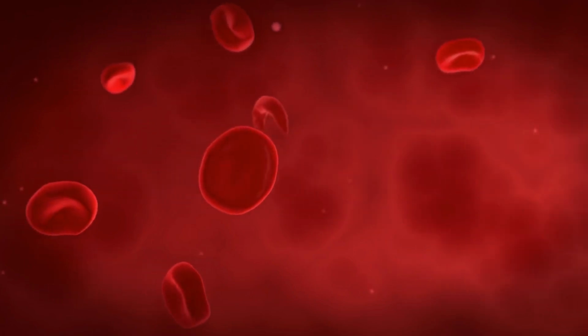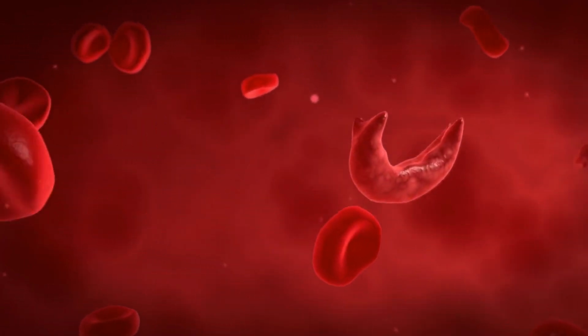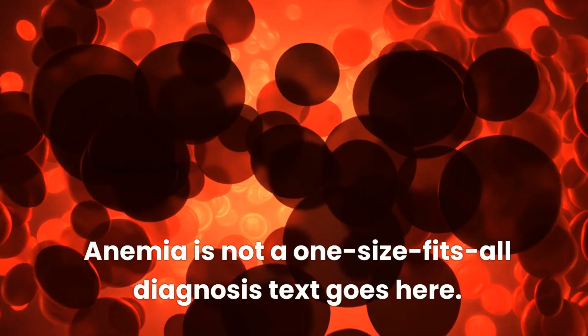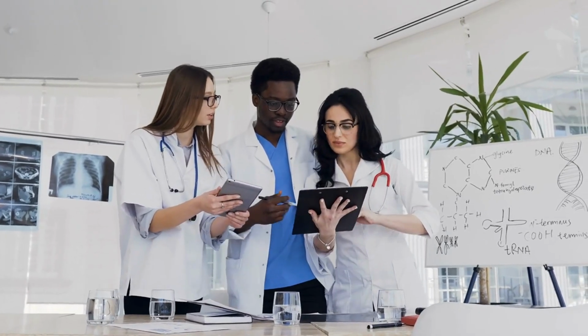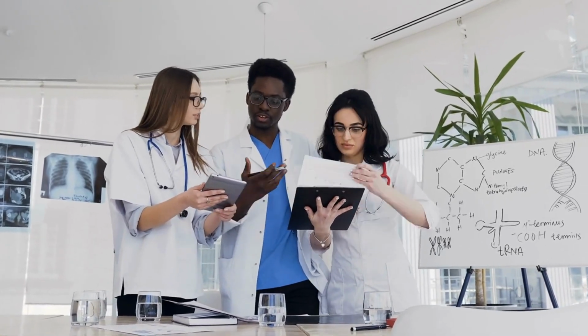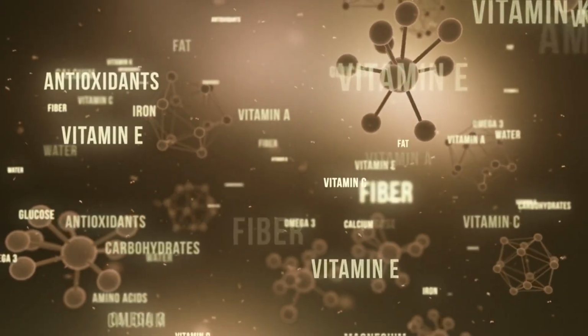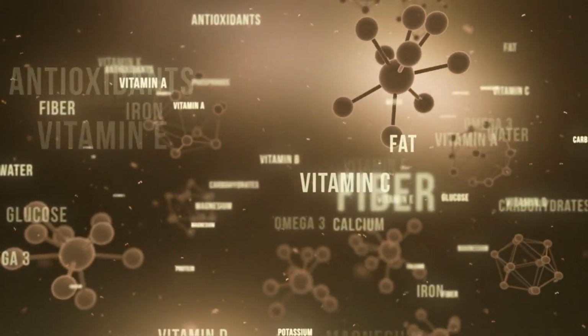One of the most common conditions in this chapter is anemia. However, anemia is not a one-size-fits-all diagnosis. It can arise from various causes, each with different implications and treatment strategies. Let's explore the major types of anemia. There's nutritional anemias, D50 to D53.